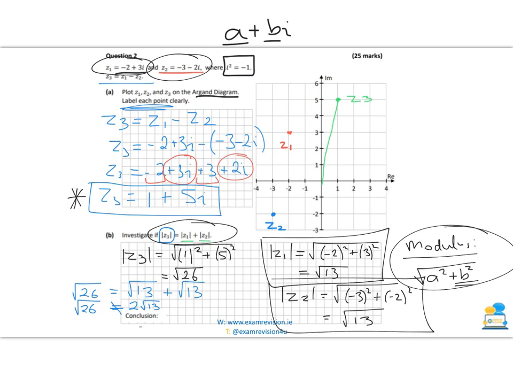Therefore, rewrite out your investigation question. Therefore, the modulus of Z3 is not equal to, so you can put your line through it, the modulus of Z1 plus the modulus of Z2.